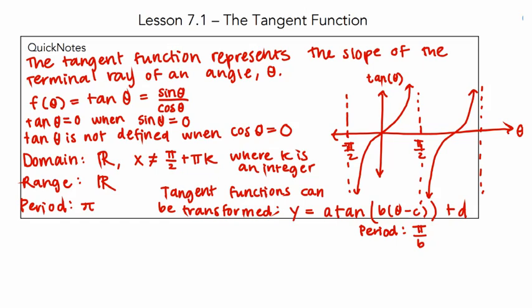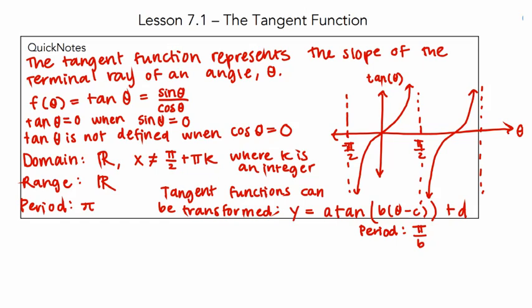All right, tangent of theta is equal to 0 whenever sine theta is equal to 0, because we would have 0 divided by some number, and 0 divided by anything other than 0 is 0. And tangent theta is not defined, or undefined, when cosine theta equals 0, because then we're going to have the division by 0 error. And remember, that's an undefined property. We cannot divide by 0.